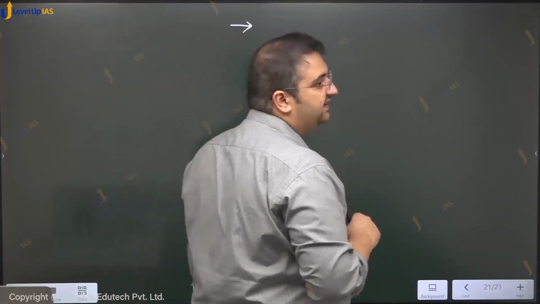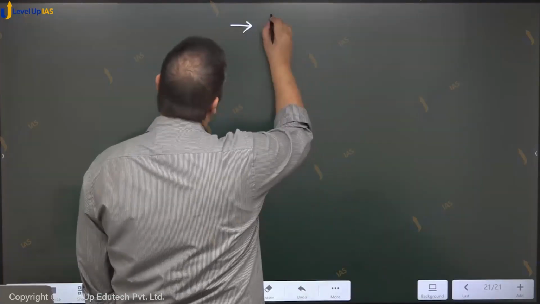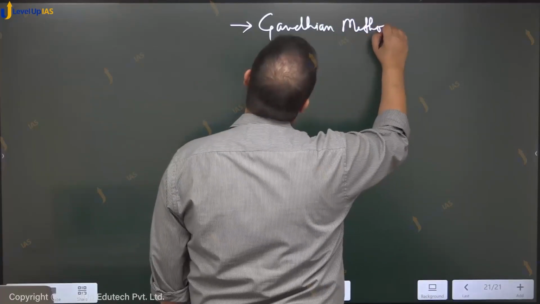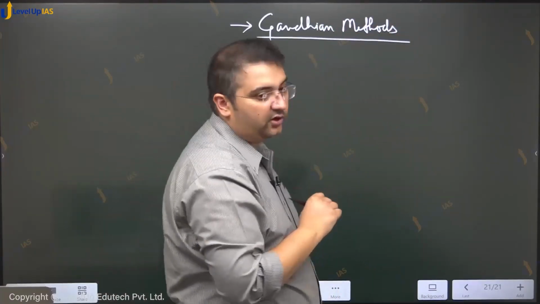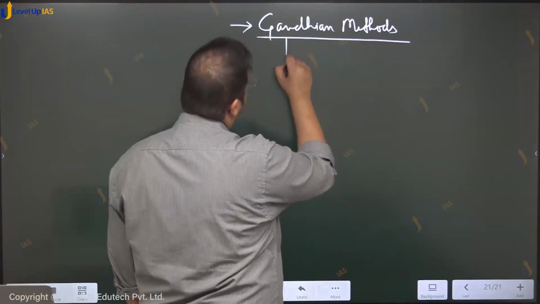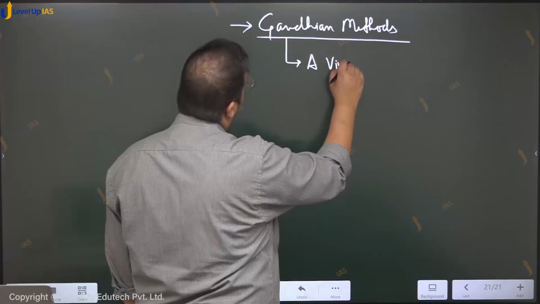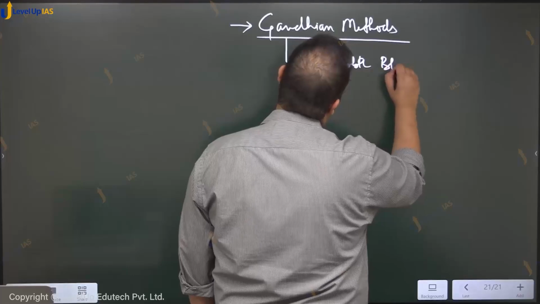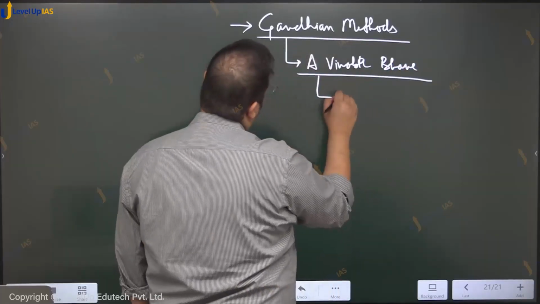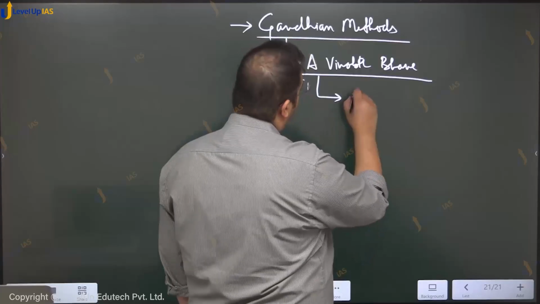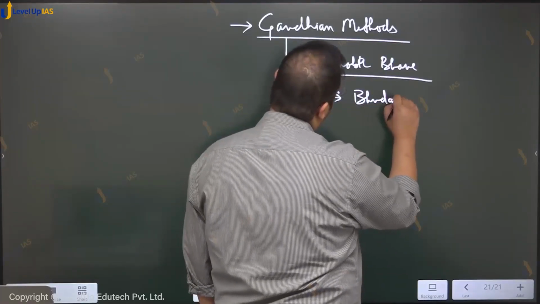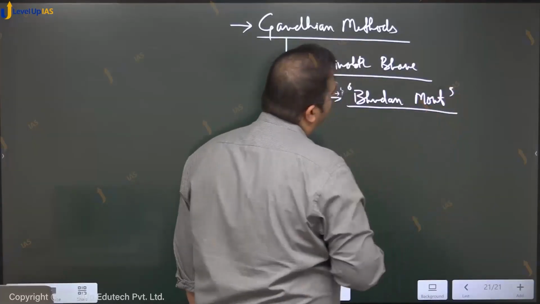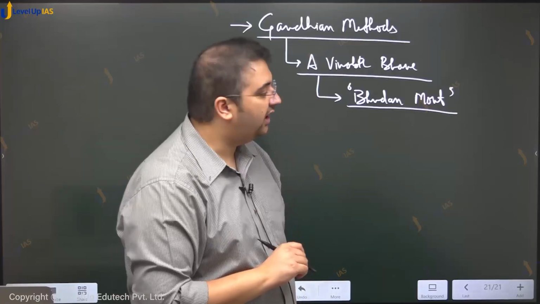Apart from these legal and revolutionary routes, Gandhian methods were also undertaken in order to conduct land reforms. Acharya Vinoba Bhave ने कौन सा मूवमेंट शुरू किया? भूदान मूवमेंट. कहां पर? In erstwhile Andhra Pradesh, from a place called Pochampalli.